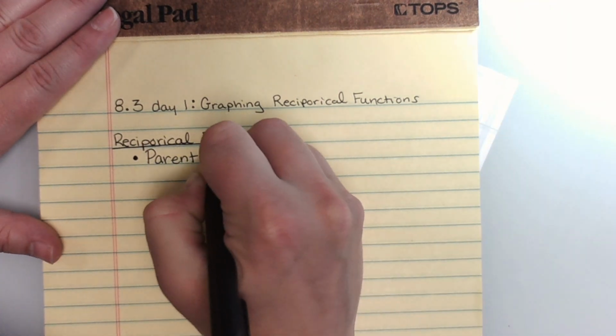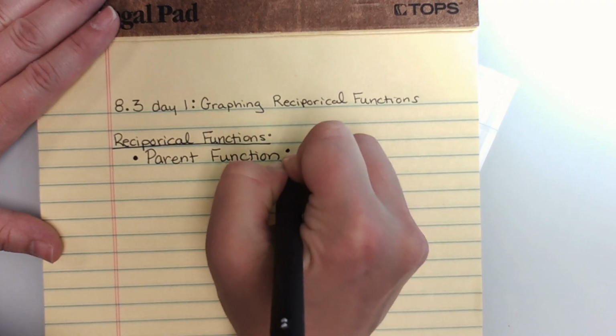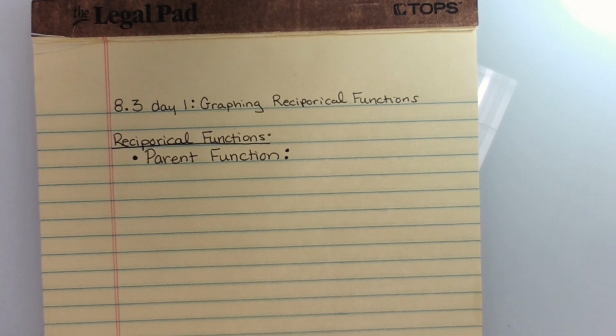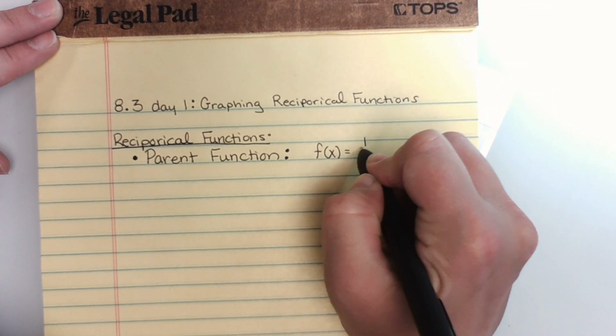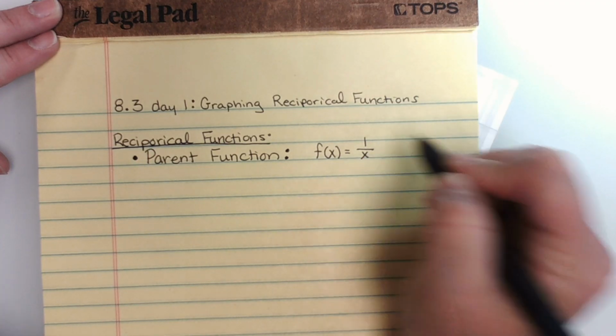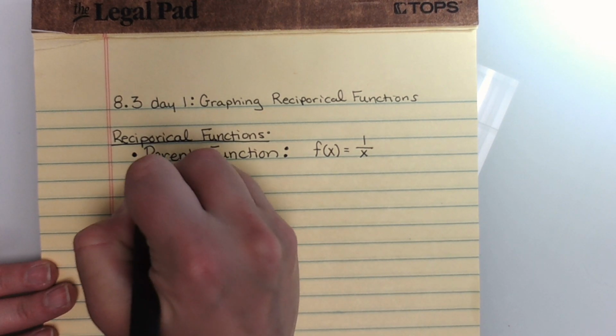First off, their parent function. Do y'all remember what it means for a function to have a parent function? It's the most basic function in the family. The most basic of the reciprocal functions is f of x is equal to 1 over x, because it's the reciprocal of the linear parent function, which is f of x is equal to x. Now, when it comes to these reciprocal functions, their graph is known as a hyperbola.